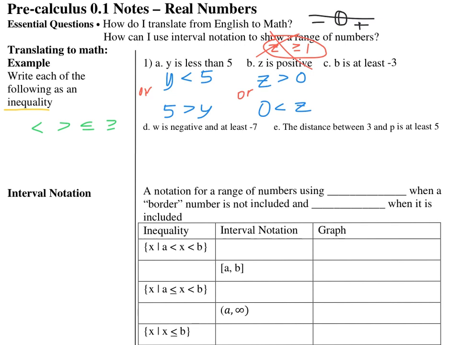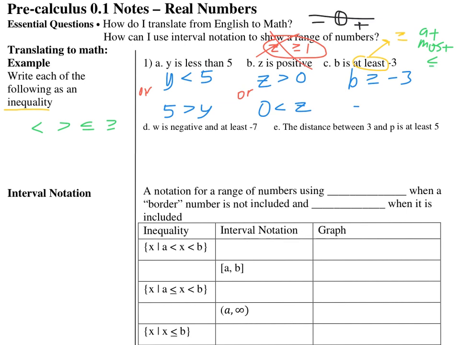Next up here, we have b is at least negative 3. I said 3, but it meant negative 3. So for this one, I'm going to say b is greater than or equal to negative 3. At least means this number or above. So that phrasing in English is kind of always referring to a greater than or equal to. We do have a phrase in English that means less than or equal to, and that phrase is at most. So if you ever see that phrase at most, that's going to be a less than or equal to.